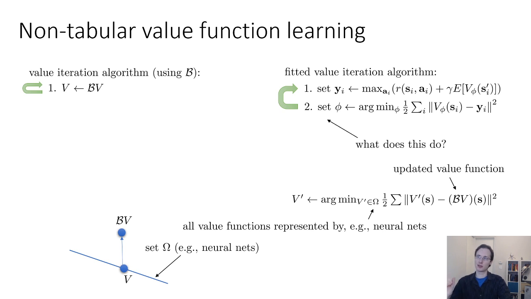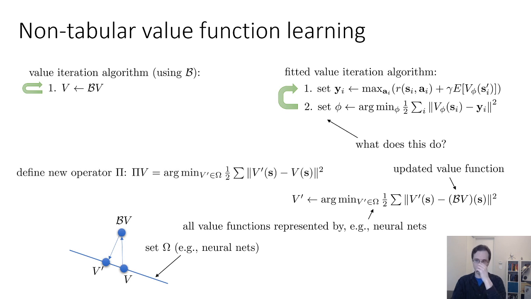When we perform supervised learning, when we perform step 2 of fitted value iteration, what we're really doing is finding a point in the set omega that is as close as possible to BV. And as close as possible means that it's going to be at a right angle. So we'll project down onto the set omega, and it'll be a right angle projection. So that'll get us V prime.